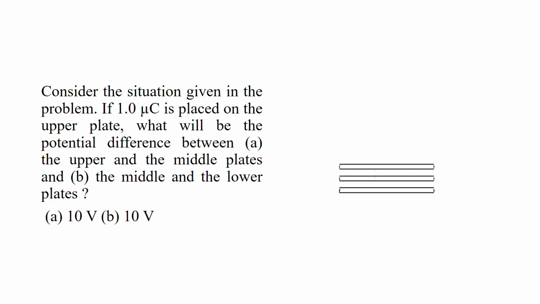In the previous video, I calculated charges on various surfaces of a parallel plate conductor. In this video, we have to calculate the potential difference between two plates. Particularly in this question, a charge of 1 microcoulomb is placed on the upper plate, and we have to calculate the potential difference between the upper and middle plate, and between the middle and lower plate.